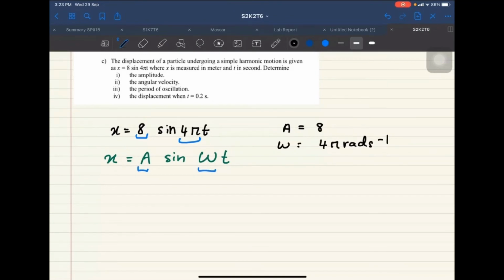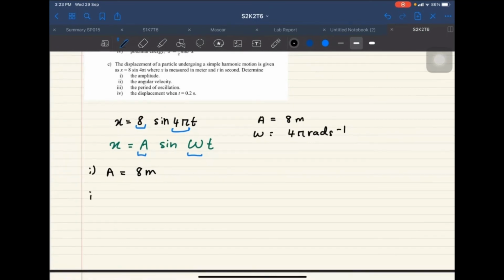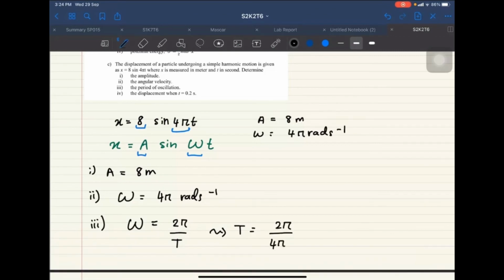Okay, so first question, they ask you to write down the amplitude. So amplitude is 8 meter. The angular velocity, okay, sometimes they call it angular velocity, sometimes they call it as angular frequency. It's basically the same thing. And then they want you to find the period of oscillation. So from the omega, you know that it is 2 pi over T, right? So T is equals to 2 pi divided by 4 pi, which is half.